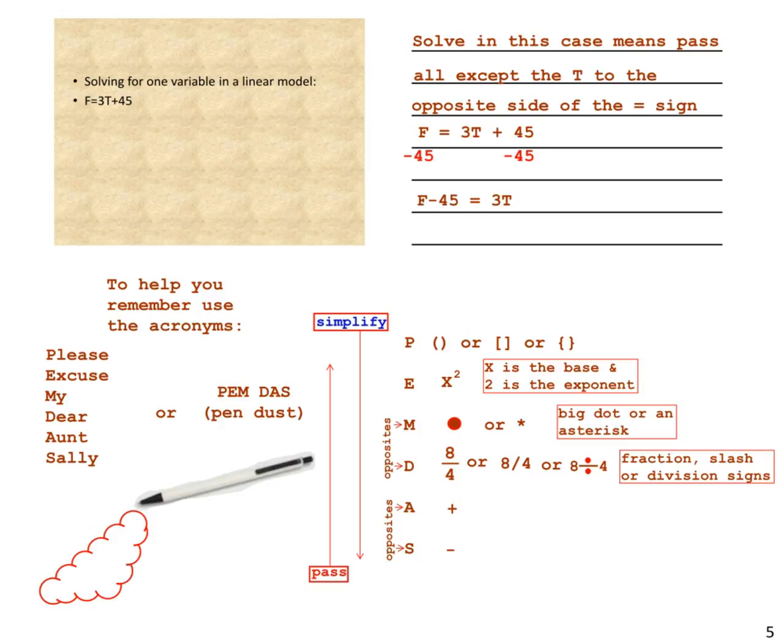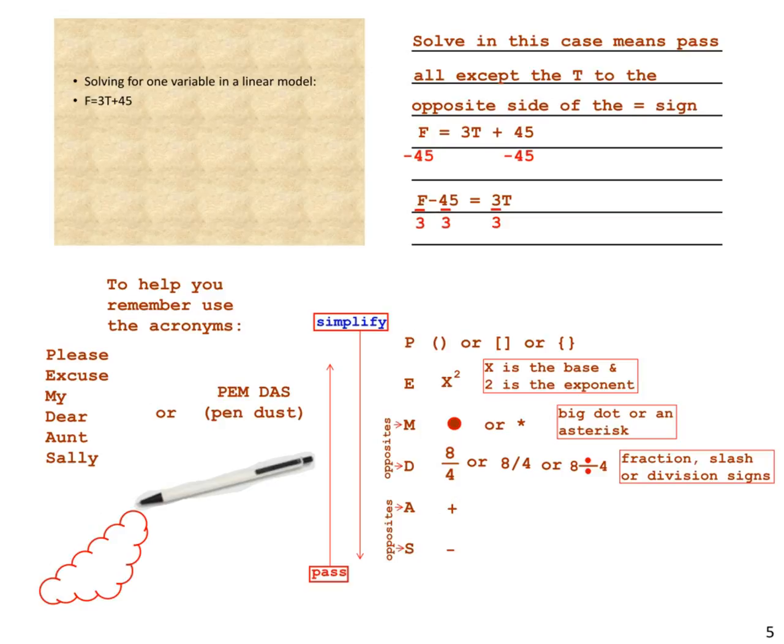So opposite of multiplication, since we want to pass it, that's our next step. We get rid of it by dividing. And I highly recommend you do it individually. So that means F divided by 3 and negative 45 divided by 3. And what you do to one, you must do to the other. So let's divide by 3 on the right side as well.